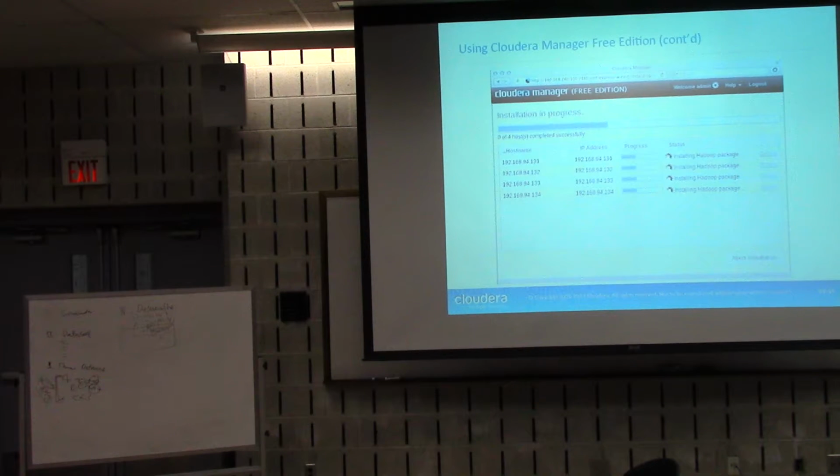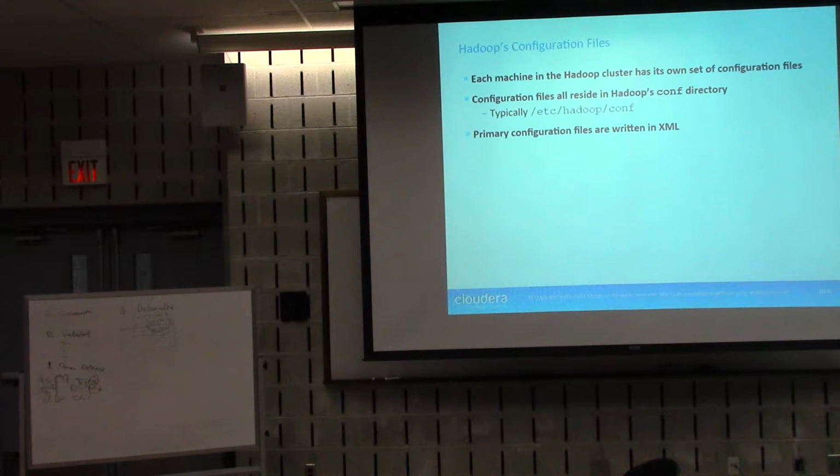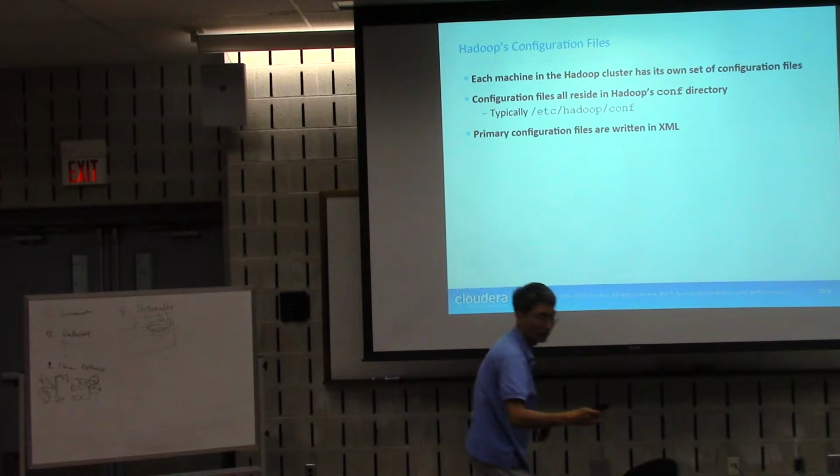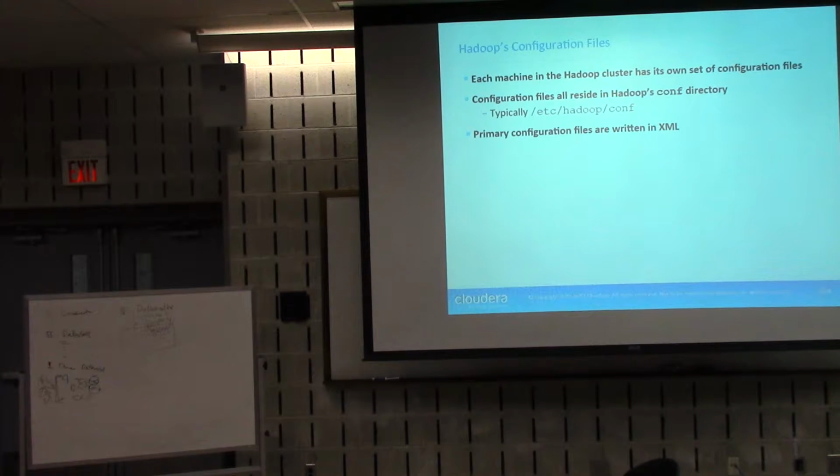I'm going to skip the Cloudera Manager. Then the configuration to set up Hadoop and MapReduce. In the etc, Hadoop, conf directory, you have the configuration files, and all the configuration files are in XML format.